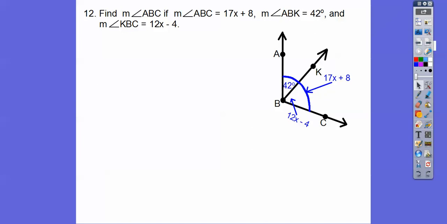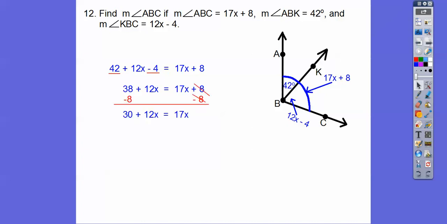All right, and again, from the angle addition postulate, I can now say that this piece plus this piece equals the whole piece, the whole angle right there, okay? All right, let's combine those like terms, 42 and -4. Minus 4 is 38. Then I subtracted off the 8 and I got 30. Now I'll subtract off the 12x, and we get 30 equals 5x.